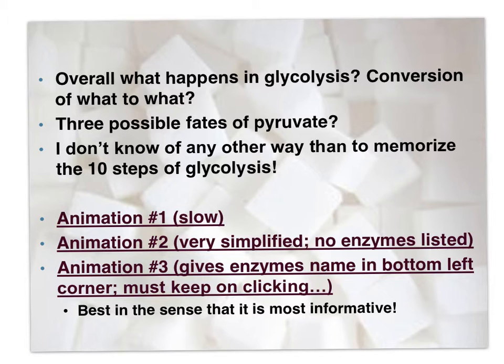So I want you to know overall what happens in glycolysis: what you start off with in the traditional full glycolysis, what the end product is, and what the whole purpose is for glycolysis, which usually when I ask that question, people get it wrong. That's one of the reasons why I like to ask it whenever we do our discussion, but usually by the end of the semester, you guys understand that. Also the three possible fates of pyruvate, and then once again, you just need the 10 steps.